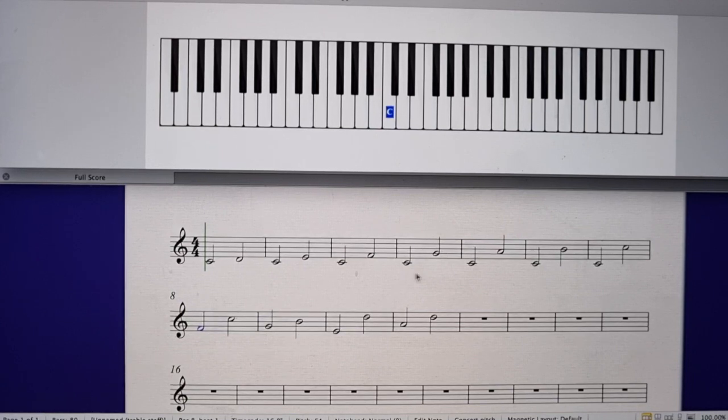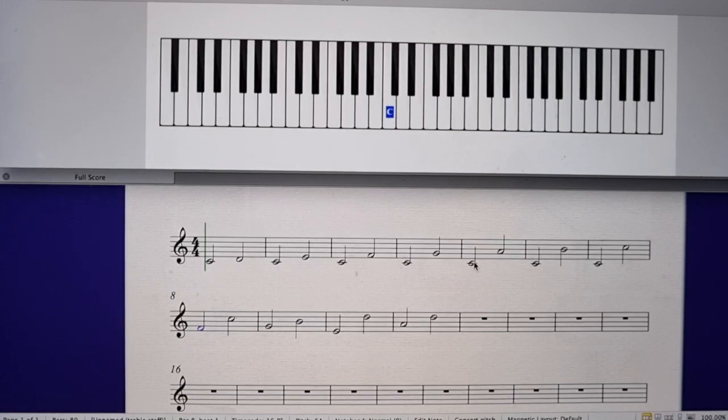Right, so let's look at C to G. So here we are, C to G, C, D, E, F, G, a fifth. And as I've just said, this is going to be a perfect fifth. So C, 1, 2, 3, 4, 5, 6, 7 semitones.